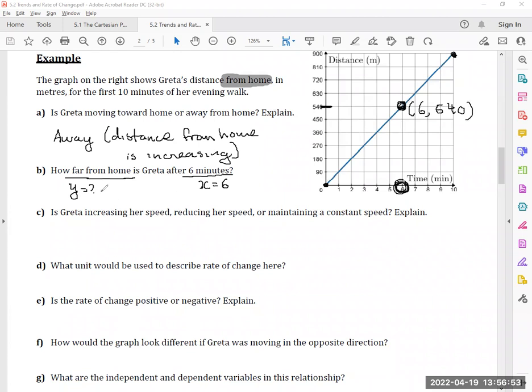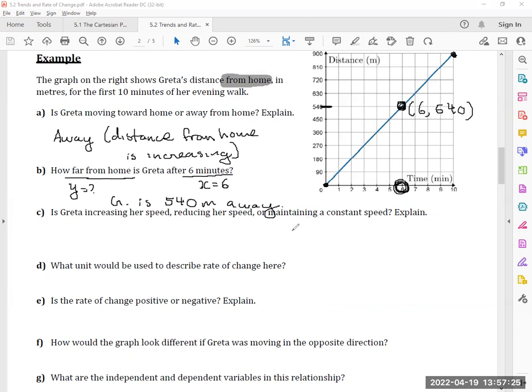And so, how far from home is Greta? Greta is 540 meters away. You have to make that connection. Some of you, it's like, duh, obvious. Other people will need to process this. And again, work on the speed in getting there. Is Greta increasing her speed, reducing her speed, or maintaining a constant speed? Explain.